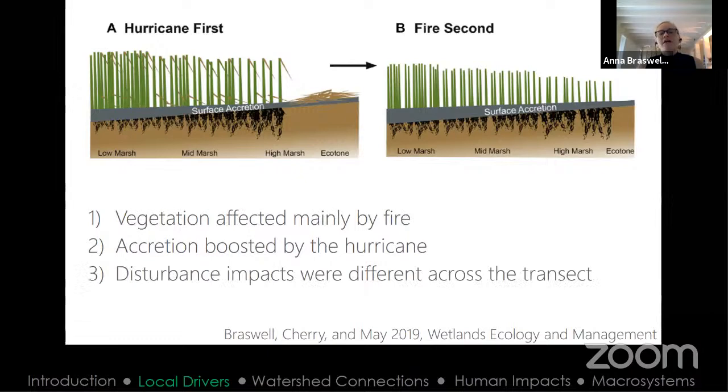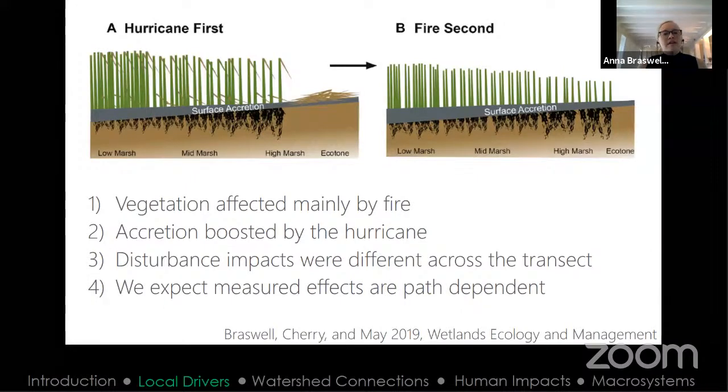We also found that disturbance impacts were different across the transect. So we're really seeing patterns of different elevational stressors that might impact recovery from disturbance. So this might mean that a marsh platform can't be treated the same when we're thinking about disturbances. There are elevational stressors and elevational differences that might mean that the marsh platform recovers differently post-disturbance. And finally, we expect that these things are path dependent. Again, we couldn't measure the fire first, the hurricane second, but we would expect that if they happened in the opposite way around, we might have different results.